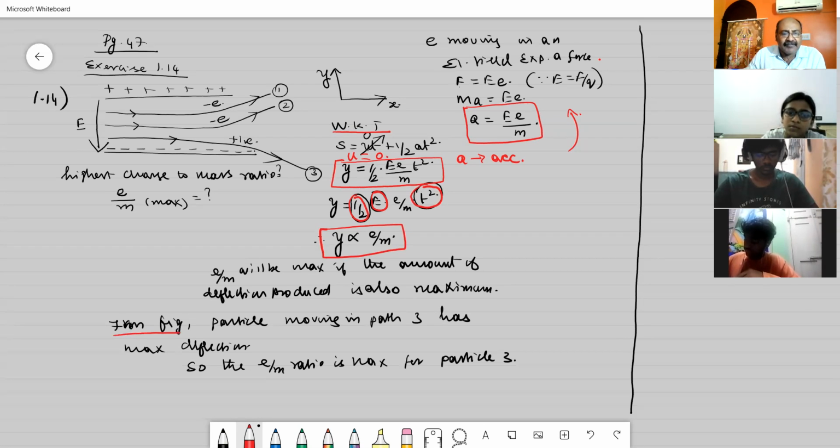From the figure, the particle moving in path 3 has the maximum deflection. So the value of e divided by m, the charge to mass ratio, is maximum for the particle in path 3. So the answer is the third one.